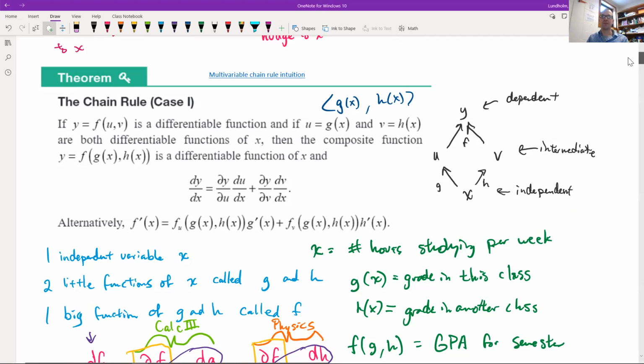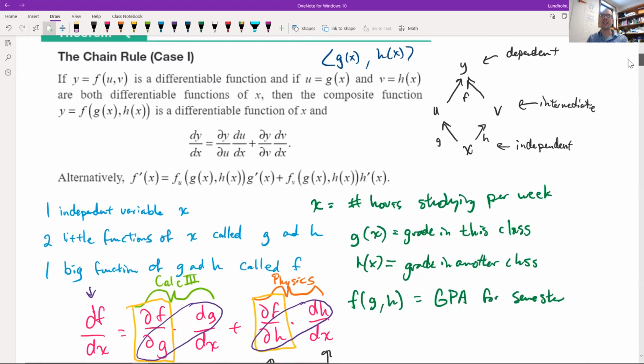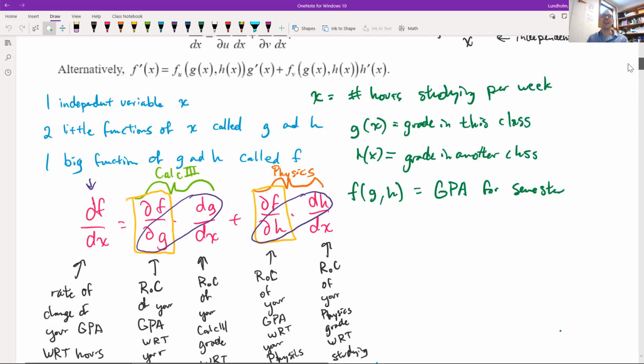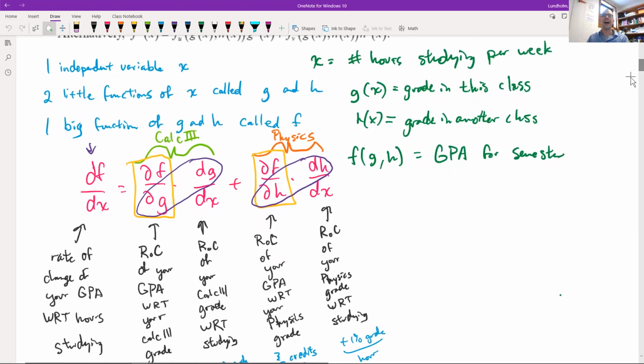While we're waiting on that update, in order to give you an intuition of what's going on here with the multivariable chain rule, I tried to make a relatable example. So imagine, if you will, you are a student who is taking both Calculus 3 and Physics. I know that not all of you are, but imagine you're taking Calc 3 and Physics, and what we're going to do is calculate your GPA, and specifically the rate of change of your GPA. We're going to do that with respect to the number of hours you study per week.